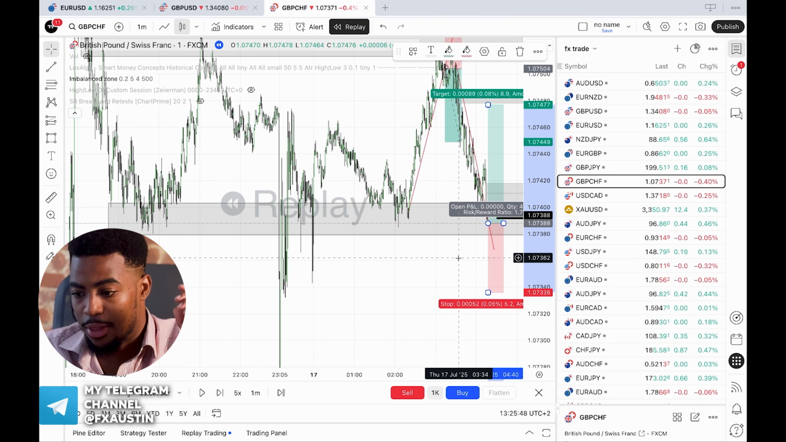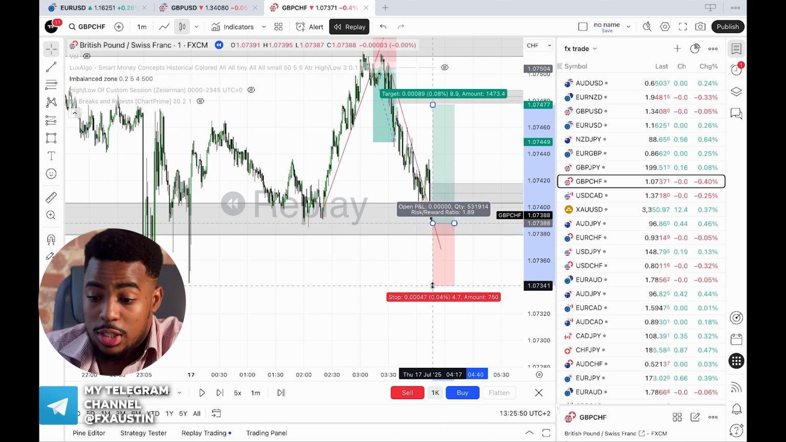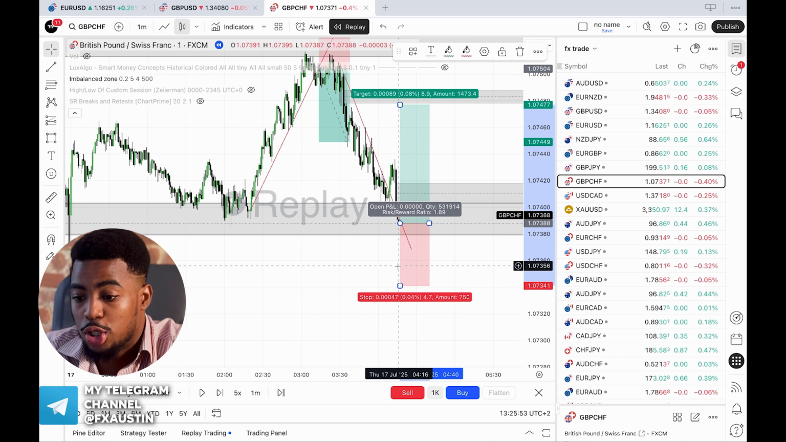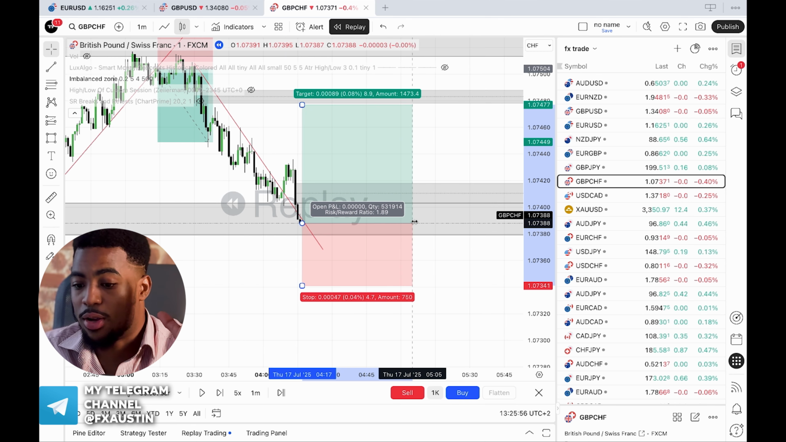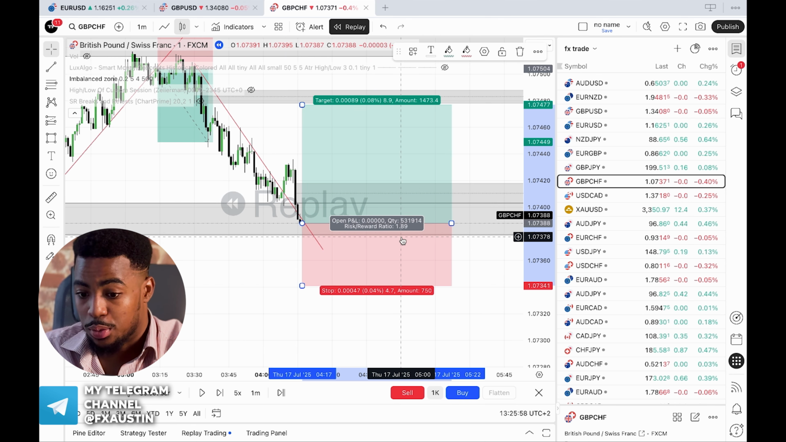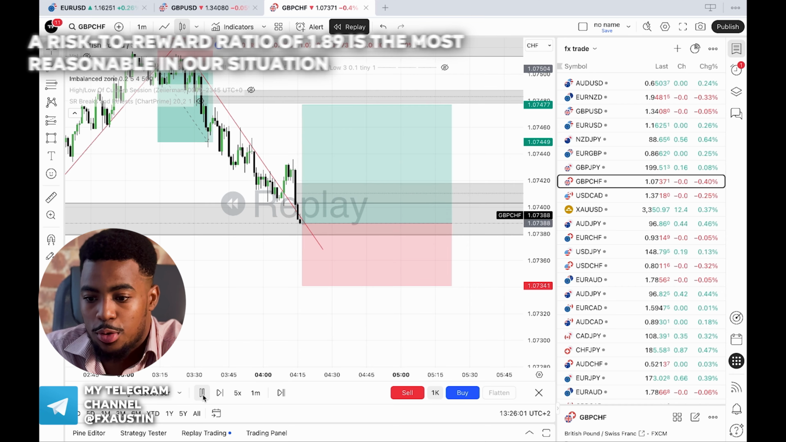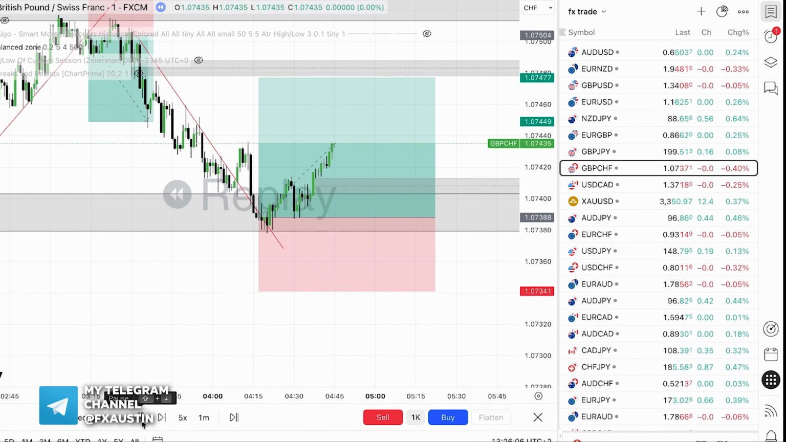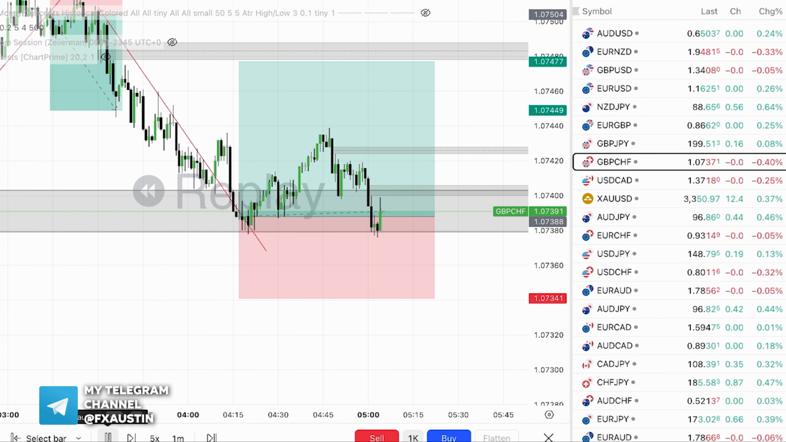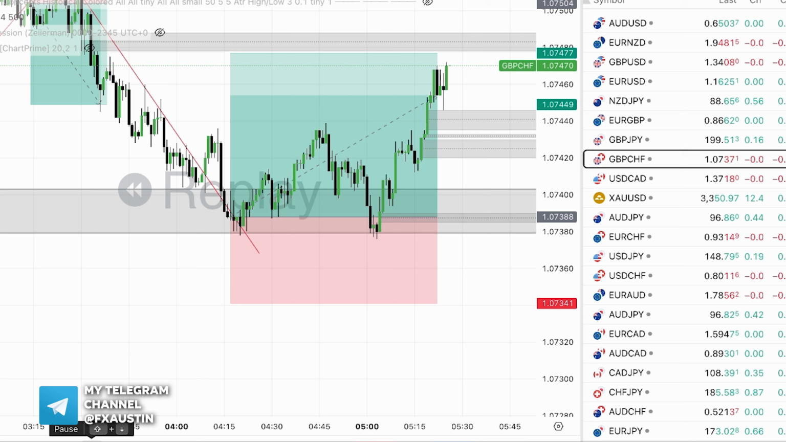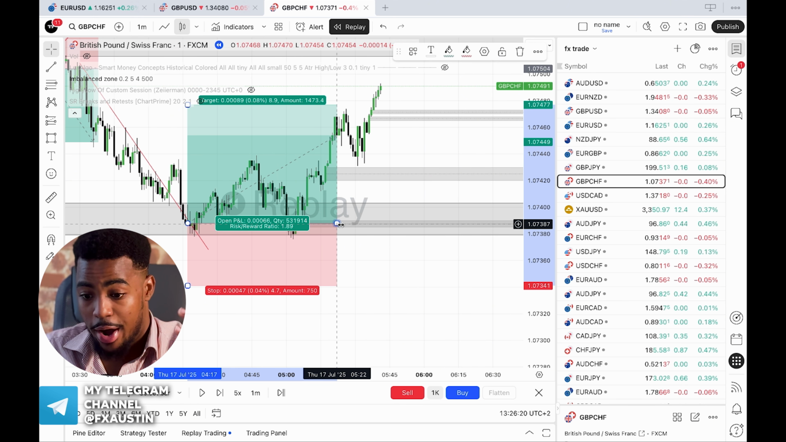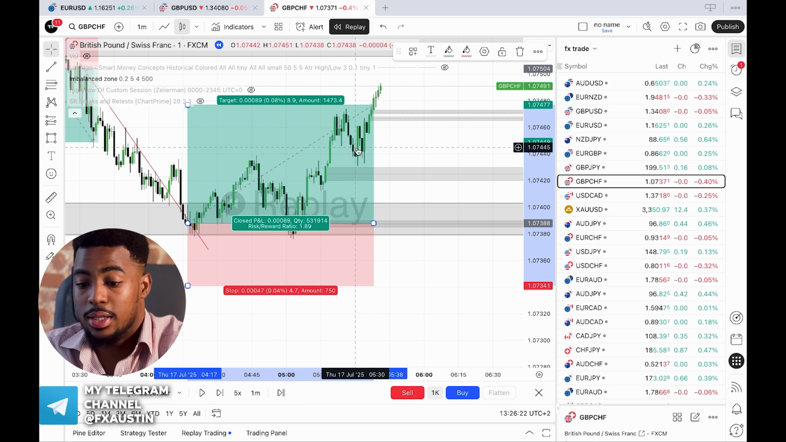Let's not forget that there can be such squeezes. Of course, this doesn't always mean that your stop loss should be that long, but I consider a risk to reward ratio of 1.89 to be quite reasonable. Let's observe this trade and see how it closes. Overall, as you can see, the price eventually reaches the take profit.